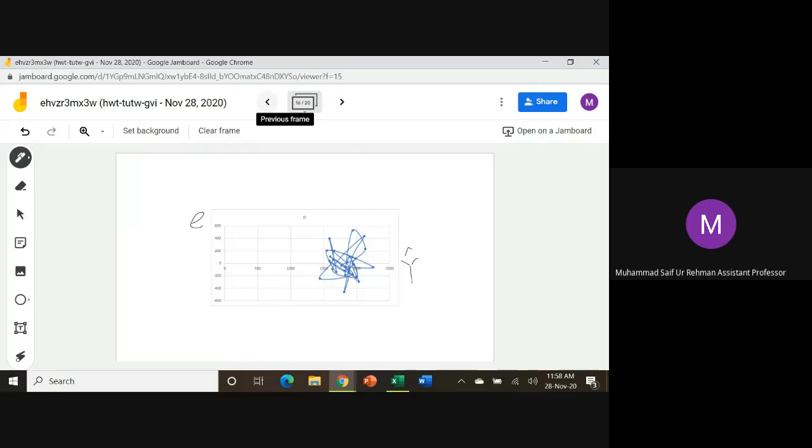The next assumption is that the independent variables should not be correlated. This is what we call multicollinearity.